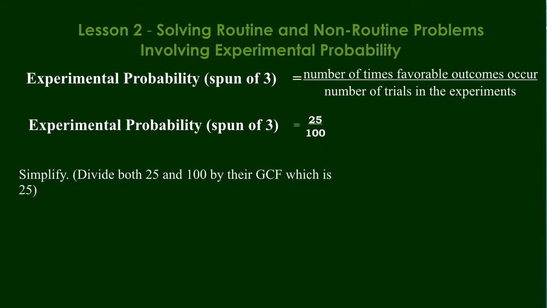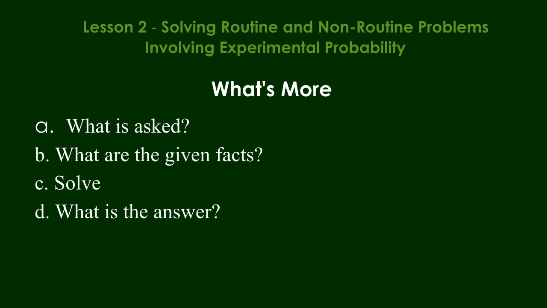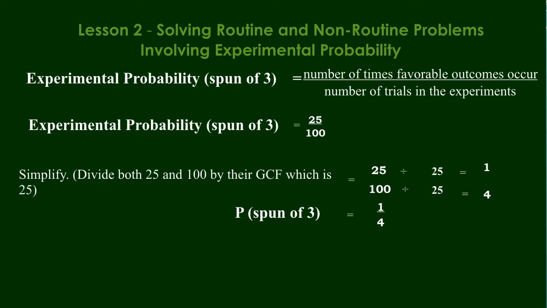Next, simplify. Divide both 25 and 100 by their GCF, which is 25. So 25 divided by 25 is equal to 1. 100 divided by 25 is equal to 4. So P(spun 3) is equal to 1 over 4. What is the answer again? For letter D, the answer is the probability that 3 will be spun is 1 over 4.